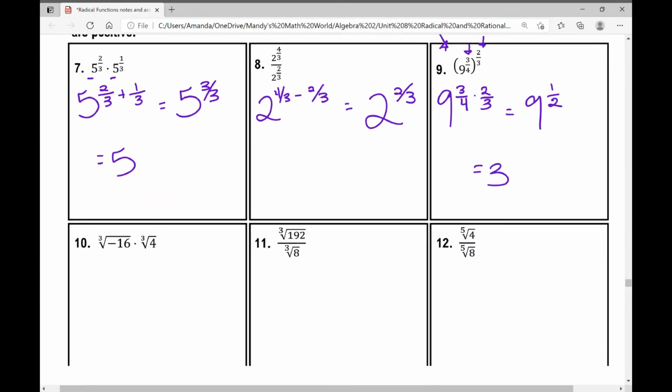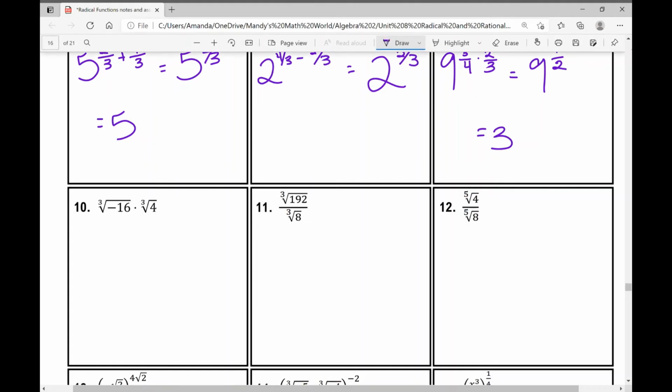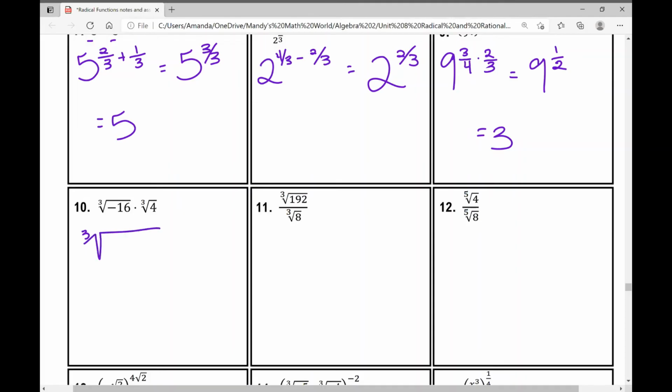Moving on to number 10, the cube root of negative 16 times the cube root of 4. So we're going to go back and apply our operations with radicals rules. What can you do if you have the same root? Well, I can multiply my radicands. So that would mean I have the cube root of negative 16 times 4, which is negative 64. I can't find the cube root of negative 16, and I can't find the cube root of 4. But guess what? I can find the cube root of negative 64. It's negative 4. Let's move on to number 11.